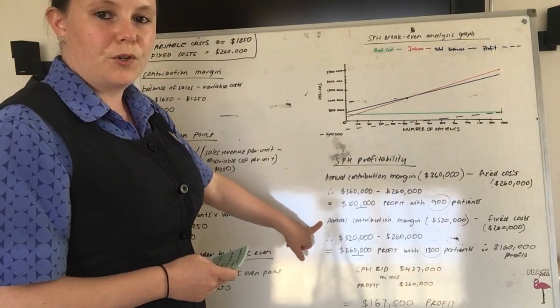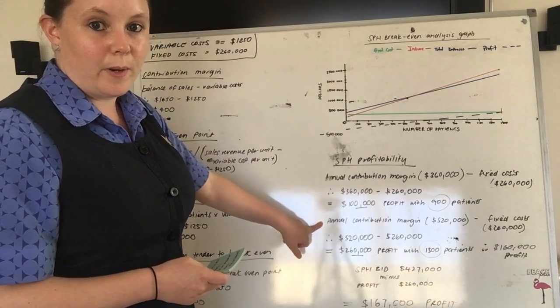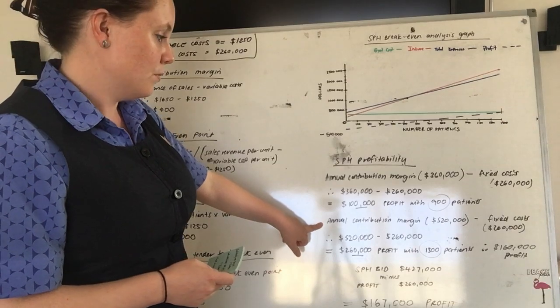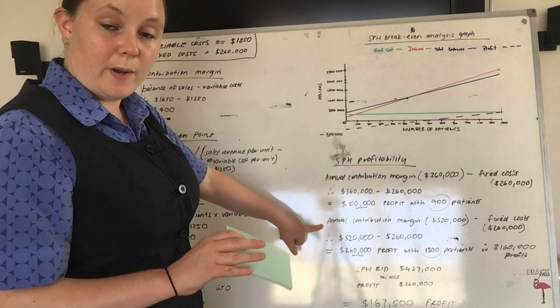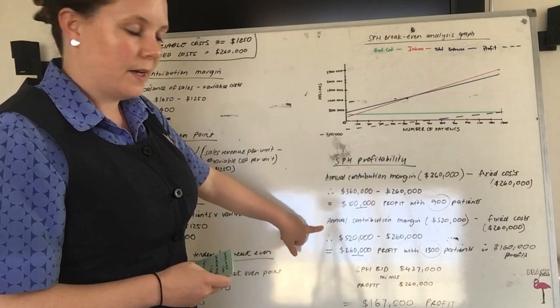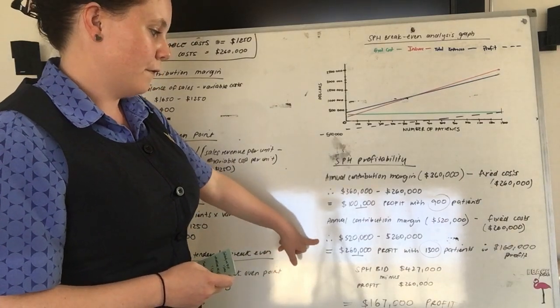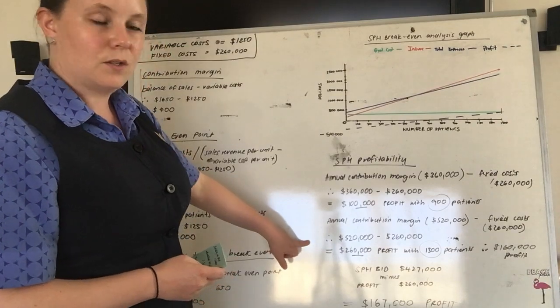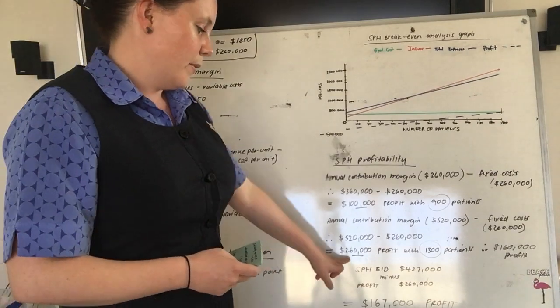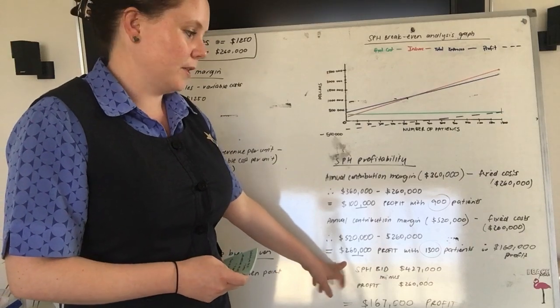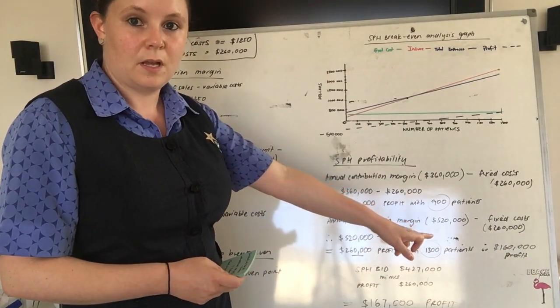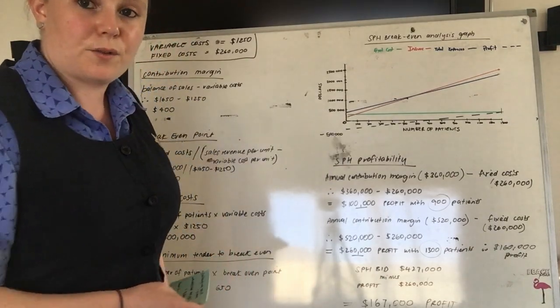If we work out the annual contribution margin with the extra 400 patients, so 1,300 patients in total, it's $520,000 minus the fixed costs, which remain the same, of $260,000. Therefore, the $520,000 minus the $260,000, we end up with a profit of $260,000 with the 1,300 patients. So that's an extra $160,000 with just the extra 400 patients.